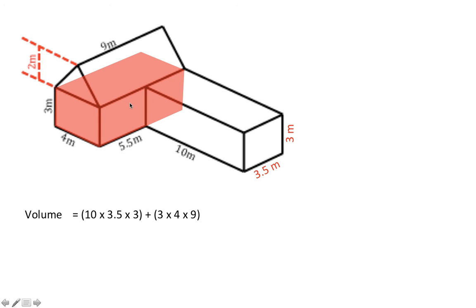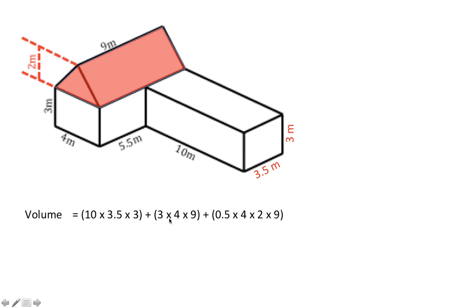Finally, the block at the top here. Now that's a triangular prism because it's got a triangle on the end. It's the same all the way through. So it's basically the area of the triangle times 9. So the area of the triangle is half times base times height. So that's 0.5 times 4 times 2 because the base is 4, same as here, and the height is 2. Okay, so the area of the triangle is 0.5 times 4 times 2, and then the whole thing goes through a length of 9, so times 9 to find out the volume.